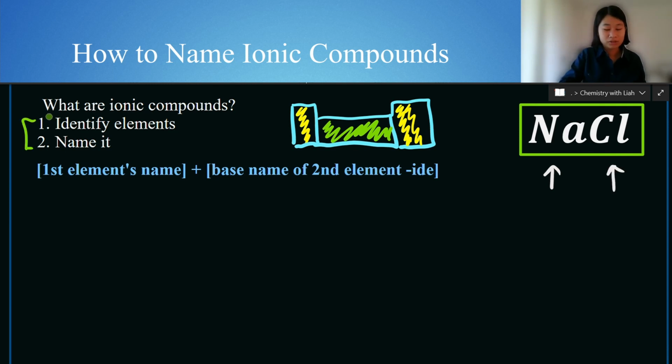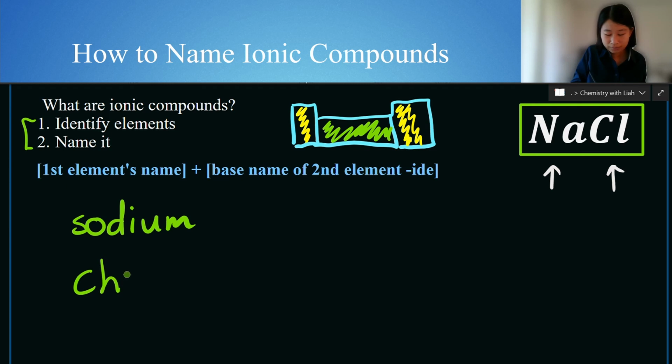On the left, we see some steps to name ionic compounds. Number one is to identify the elements. So we can say that this one, Na, is sodium. All you have to do is find the symbol Na on the periodic table, and you will know its name is sodium. And Cl stands for chlorine. And the second step is to name it.